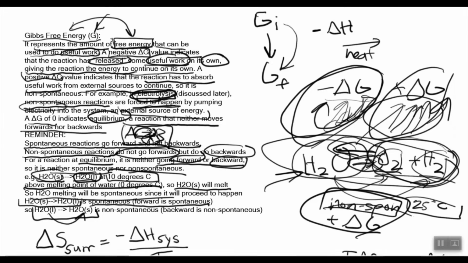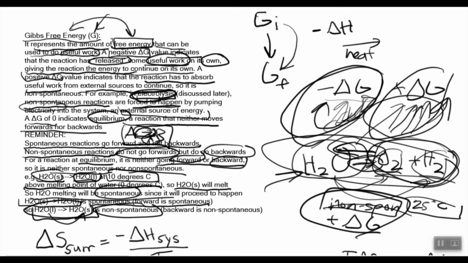It's something we learned before, but opposite processes will be opposite in terms of spontaneity. So if the forward reaction is spontaneous, then this backward reaction will be non-spontaneous for many reasons. One being that we know that at 10 degrees Celsius and 1 atmosphere of pressure, liquid water will not become solid water. And there's actually another reason.